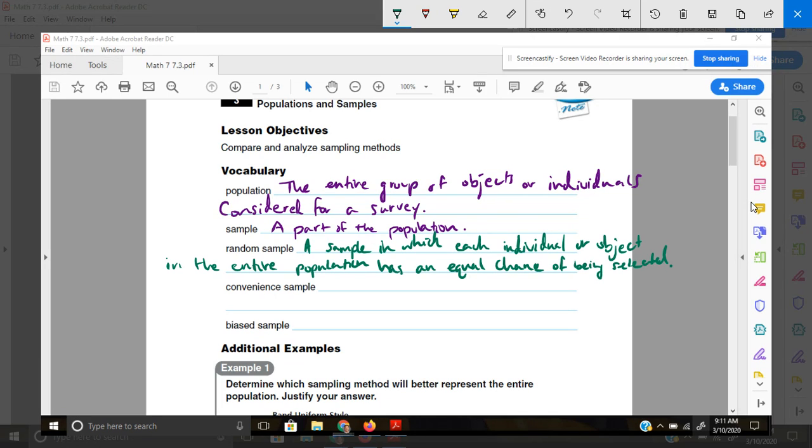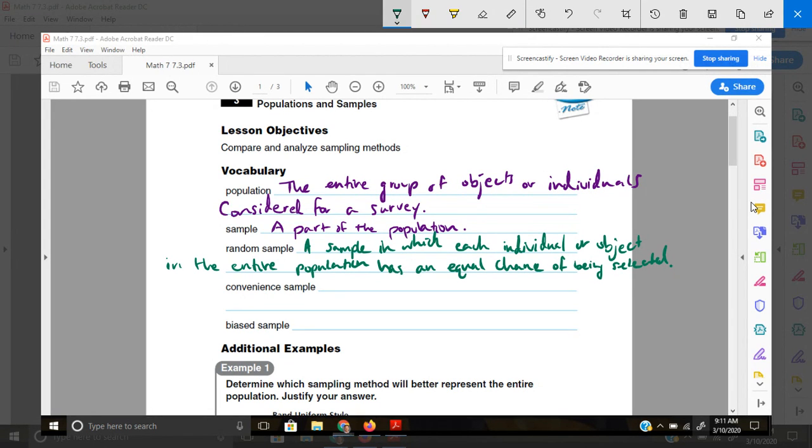So that's really making sure that, say we took a school-wide survey, we wouldn't just want to ask the seniors, or we wouldn't just want to ask the sixth graders. We'd want to make sure we're taking random students from every grade to make sure that it's an equal chance of being selected for everyone.